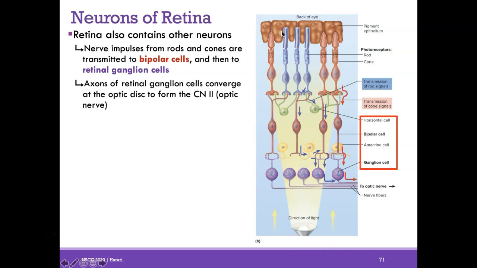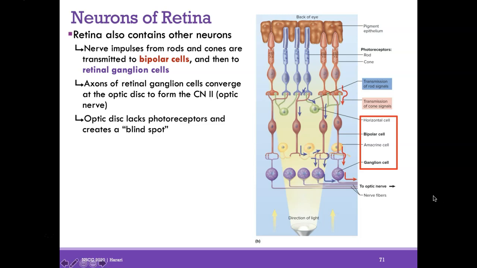And it first is going to hit the back of the eye and the pigmented epithelium. So the first cells to receive the message are the photoreceptors, the rods and cones. They then transmit the signals to the bipolar cells, which then go to the ganglion cells. Those all converge at the optic nerve and exit right to the brain.